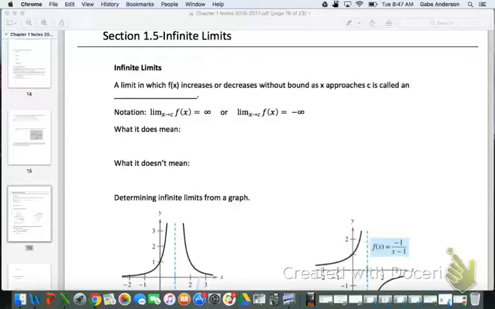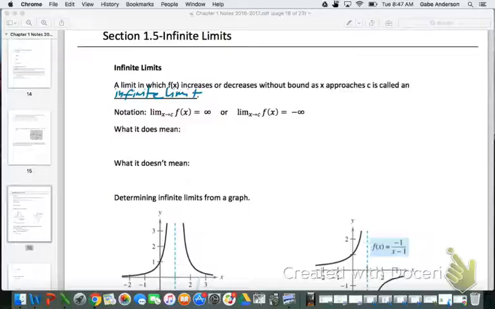So, infinite limit, right? A limit in which f of x increases or decreases without bound is called an infinite limit. So that's kind of the focus of this final little section here. The notation looks pretty normal, right? The only thing that's abnormal is that it equals infinity or equals negative infinity. But the limit as x goes to c of f of x, that's all the stuff we've been talking about.